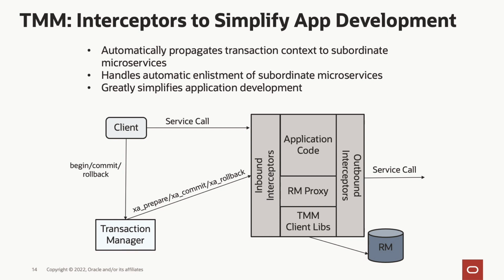So if we look at this, we have a client here that makes a service call. We have interceptors here that we call inbound interceptors. Those can perform a variety of functions for us. They may propagate transaction context. They may allow us to do such things as calling back to perform operations on the local resource manager. So by using interceptors, we make most of this transparent to the customer's application.